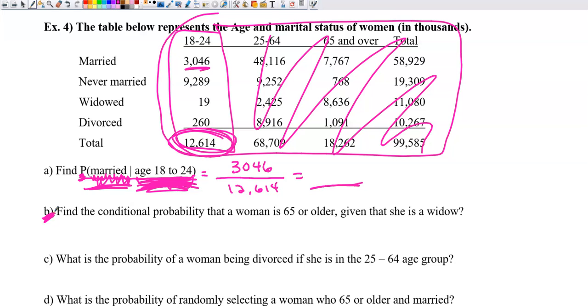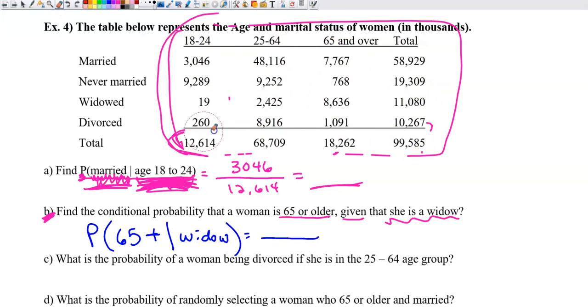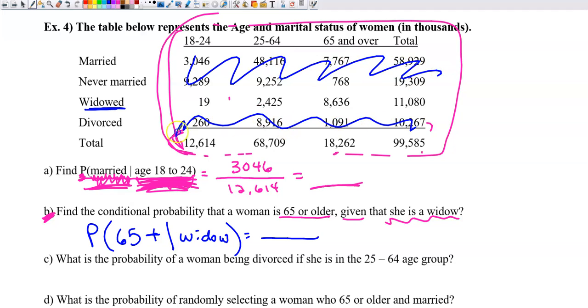Find the conditional probability that a woman is 65 or older, given that she is a widow. So let's first write the probability notation. What is the probability that she's 65 plus, meaning or older, given that she's a widow? Now I know she's widowed. So that eliminates all of this piece of the table.